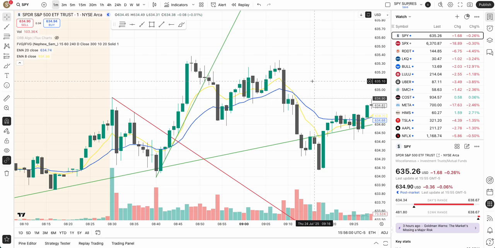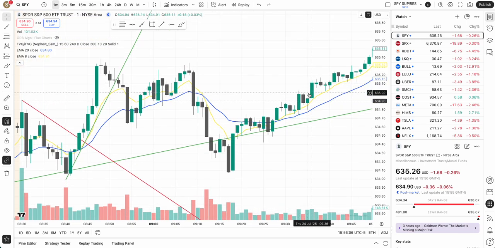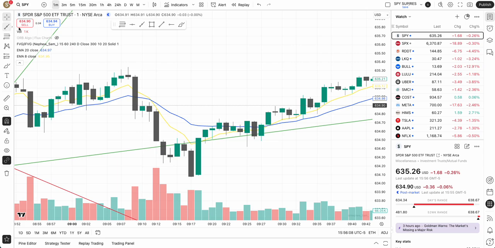Good to exit once it's overextended from EMA. What does that mean, overextended from EMA? Let me look for some more examples. Let's see.